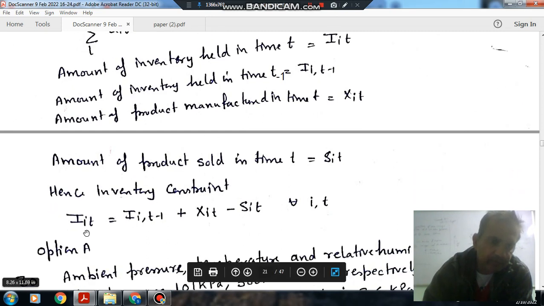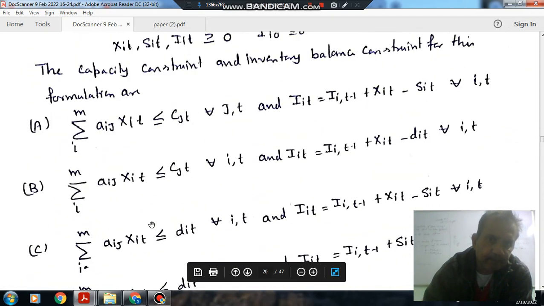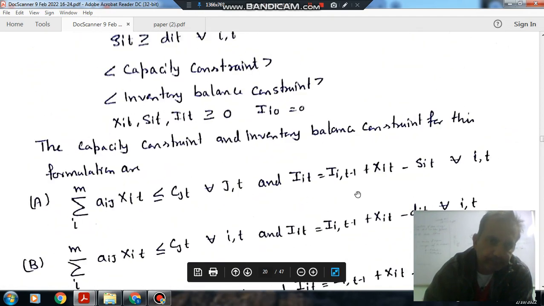So the new inventory is the previous inventory plus Xit minus Sit. So the second constraint is this, and the answer is option A.